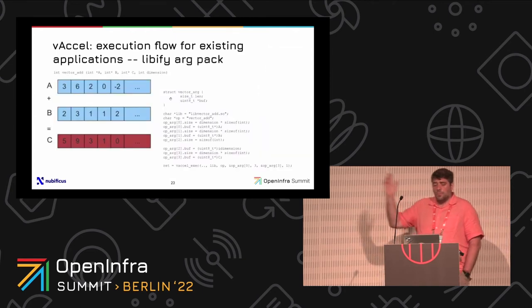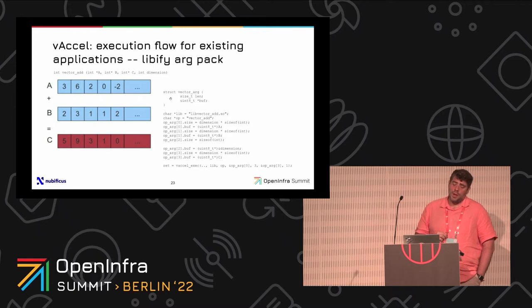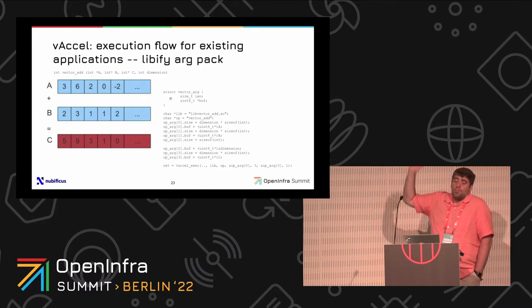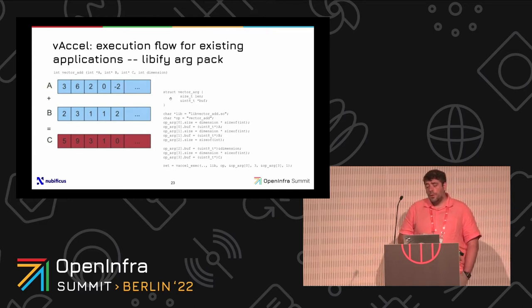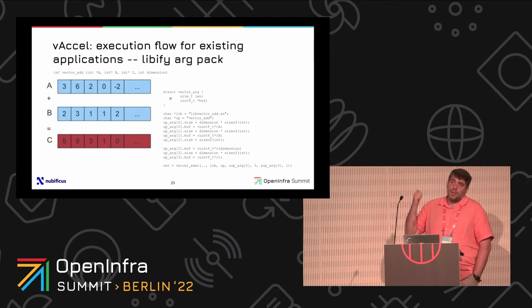For example, we can see a vector add operation. We have three arrays, two inputs and one output. We define a structure in order to get the arguments moved. So we serialize the arguments essentially. So we define the shared library, the actual hardware implementation, the symbol that's going to be called, the vector add thing, and then we add the relevant parameters on the structure, and we just call vAccel exec.